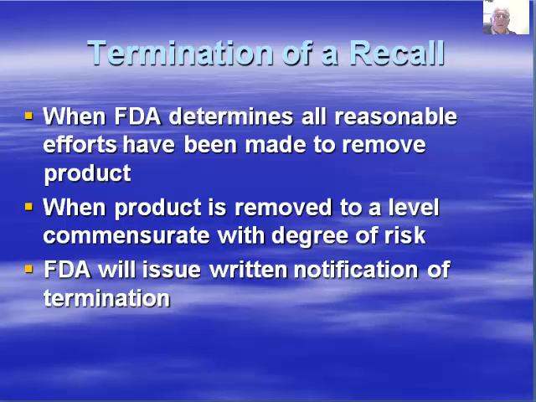What happens in the termination of a recall? This is when the FDA determines that the company has made all reasonable effort to remove that product from the marketplace, when the product is removed to a level commensurate with the degree of risk. So certainly if it's a product where we're extremely worried about potential death for some consumers, we want to make sure that we get as much of that product as possible out of the marketplace. In the case of market withdrawal, we don't need to worry about going down to the consumer level. Then the FDA actually does issue a written notification of termination of a recall.